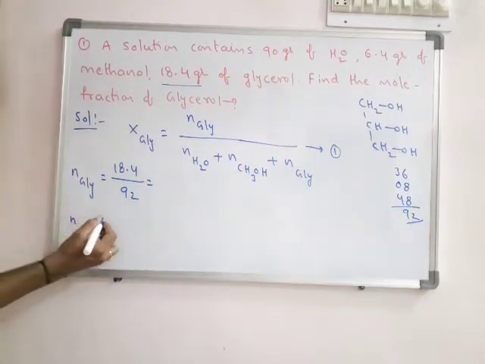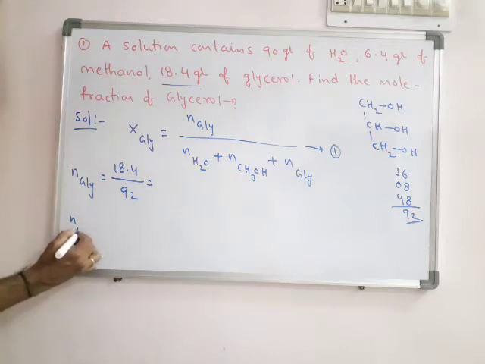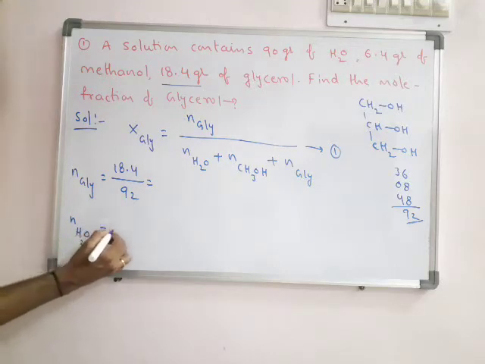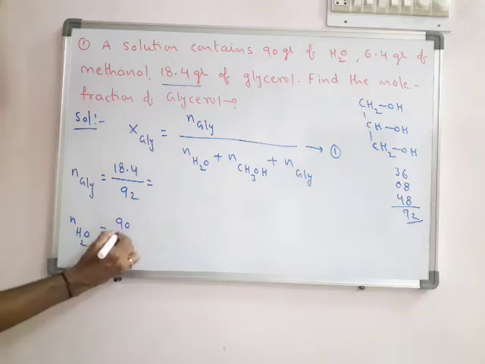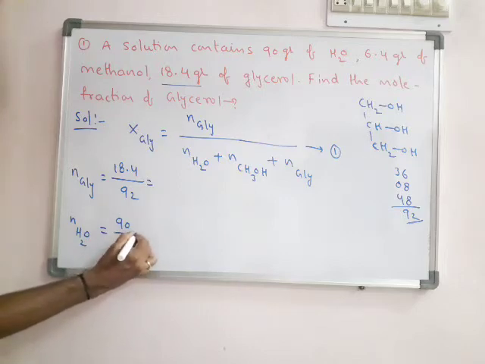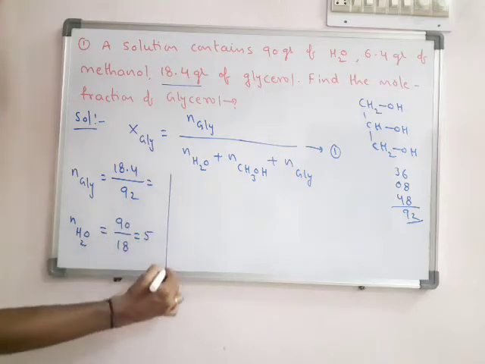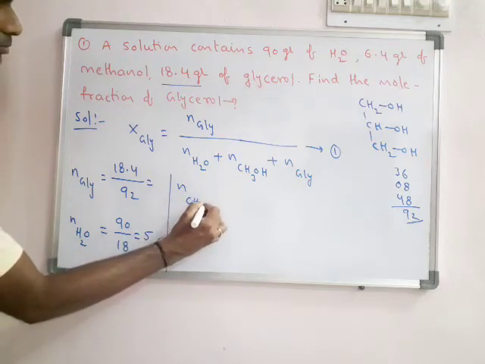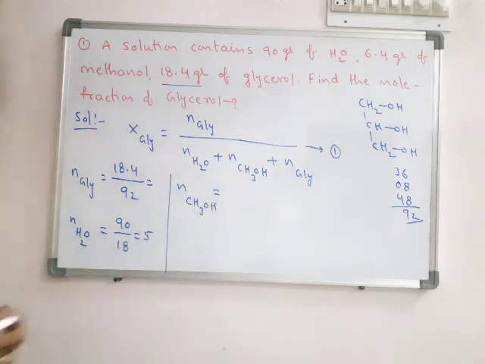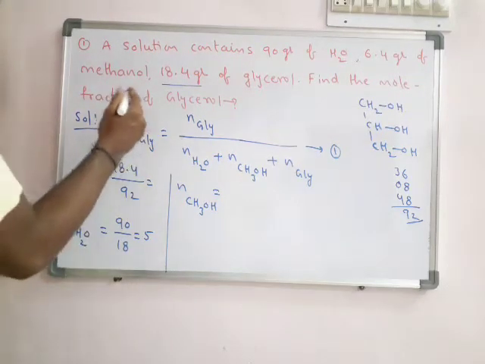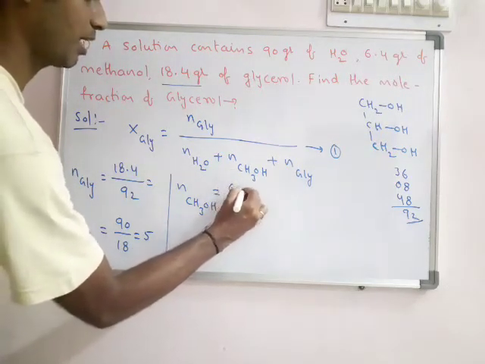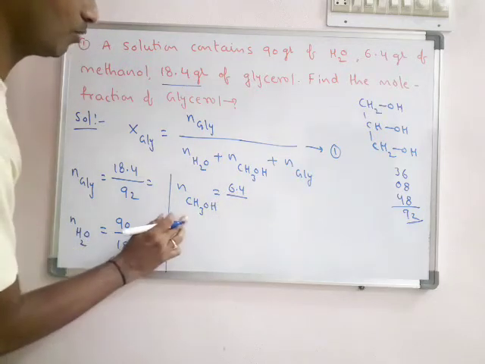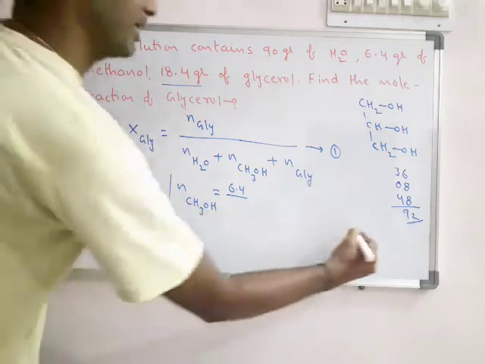Next, number of moles of water, let's check. Water means weight by molecular weight. Water molecular weight 18, so it is directly 5, no problem. So next, number of moles of methanol. Methanol means methyl alcohol. What is the weight? It is 6.4 grams. Now what is the molecular weight of methanol?